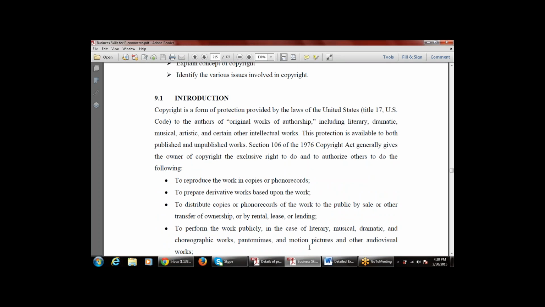So this gives the owner of copyright the exclusive right to do and to authorize others to do the following. What are the various ways? First of all, to reproduce the work in copies or phonorecords. That is, digital copyright is used or authorized to let others reproduce the work and the phonorecords.